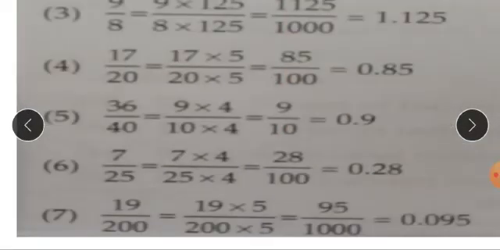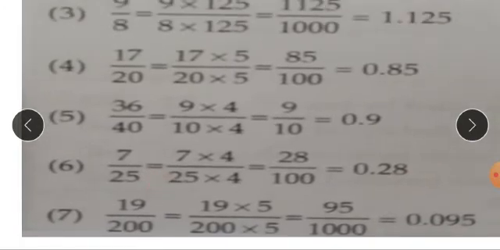Last sum, 19 upon 200. Now student, if you multiply 2 by 5, you will get the answer as 10. Therefore, if you multiply both these numbers by 5, see, 19 into 5 upon 200 into 5 is equal to 95 upon 1000. The number of digits in the numerator is less than the number of zeros in the denominator. Therefore, you have to put 0 before 95, then put the decimal point, and before that 0 in the integer's place.